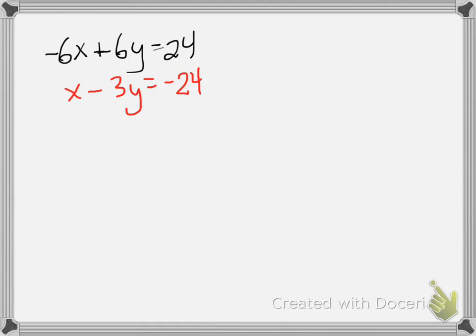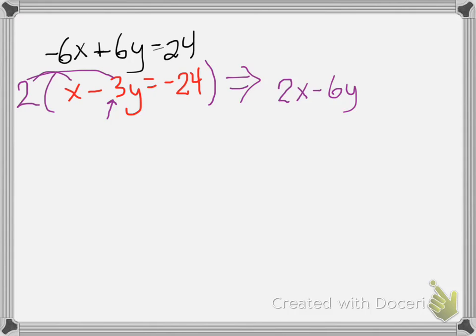Okay, so I'm going to choose, let's see, last time we eliminated the x's. So I'm going to choose the y's this time. So let me change colors here. So if I choose the y's, that means I want this y to be a 6. So I'm going to multiply everything by 2 and write my new equation out here. So that would be 2x. That would be minus 6y. And that would be negative 48.